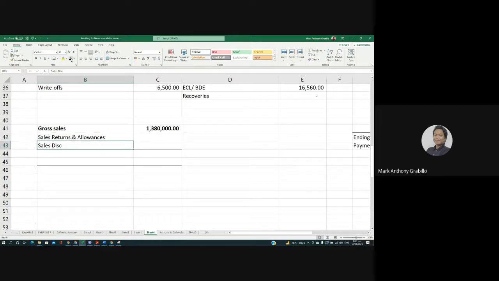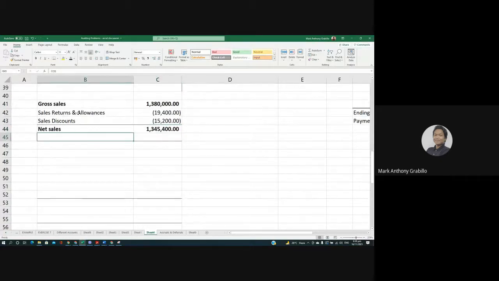So magkano ang sales returns and allowances po ninyo? 19,400. And then sales discounts is 15,200. Magkano ang inyong net sales? 1,345,400. That's correct. And then, less cost of sales.